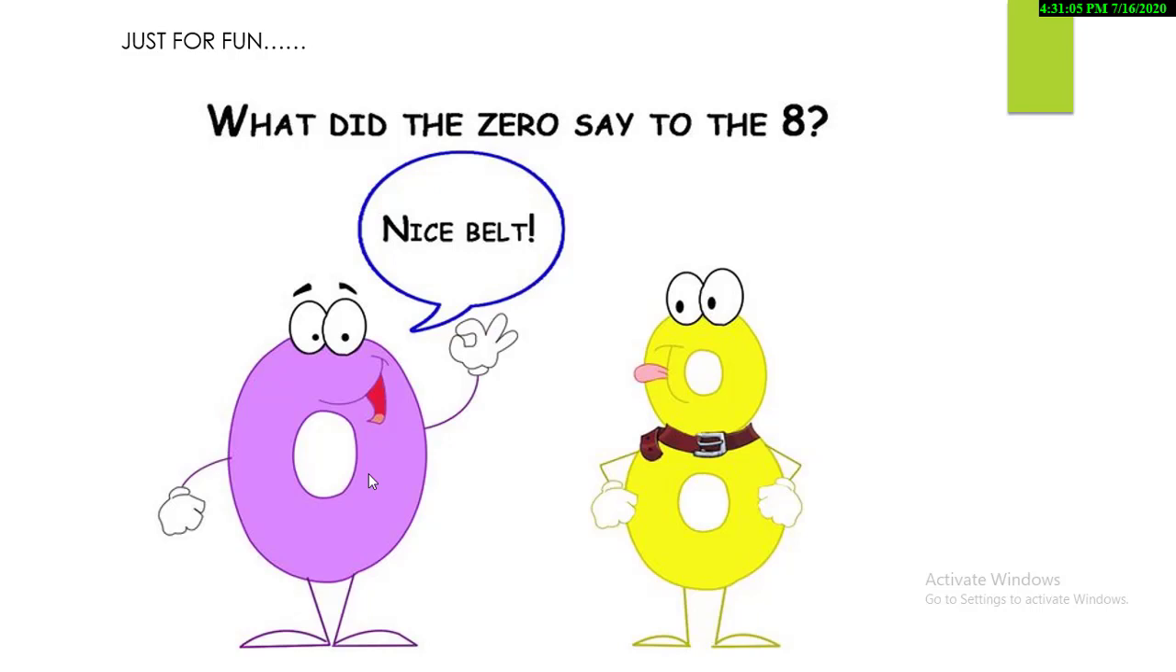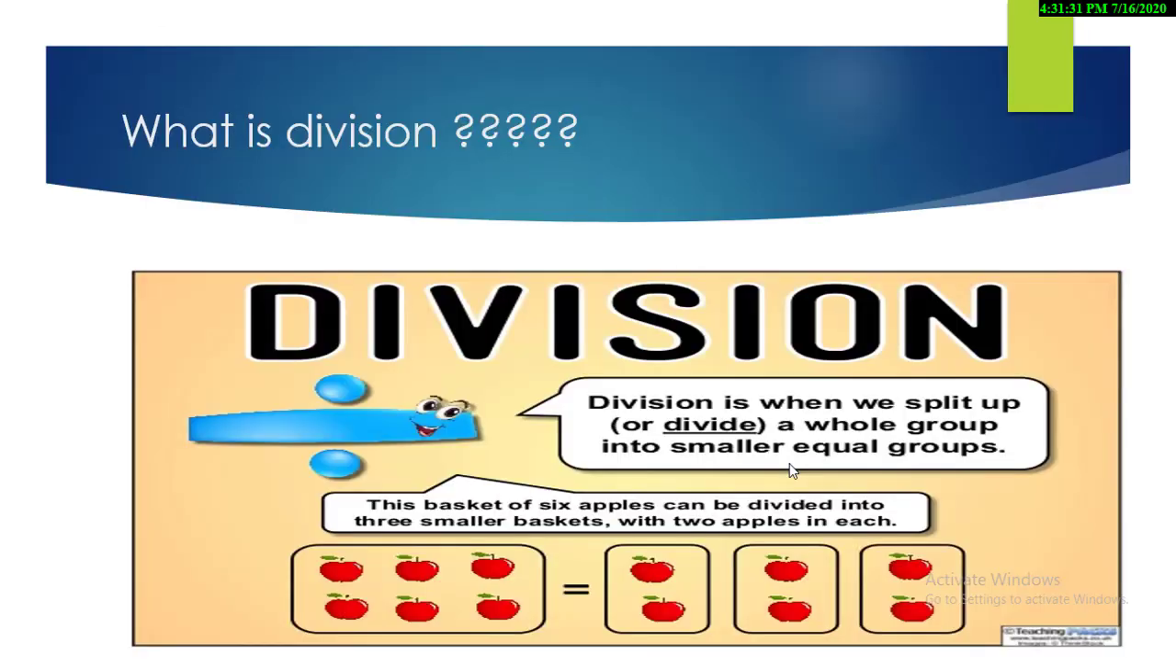Just for fun. This is something that I want to make you a bit lighter. This joke is just for fun. What did the zero say to the eight? Nice belt. It means that it was just like zero, but now it wears a belt, so that's why it turns into an eight. Okay, that is just for fun, and let's move on to today's topic.